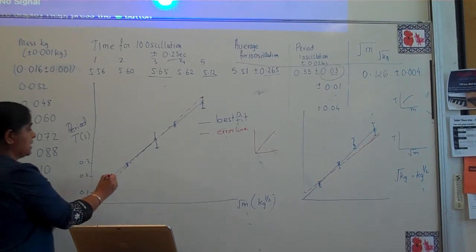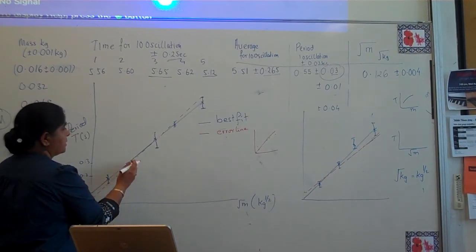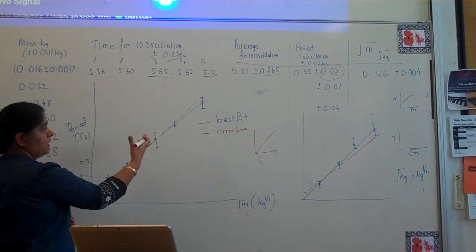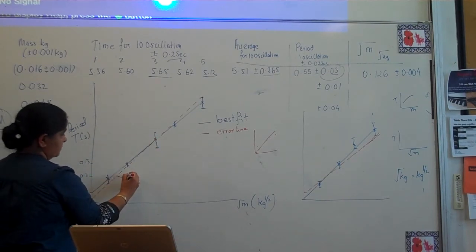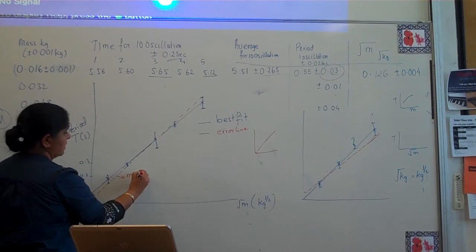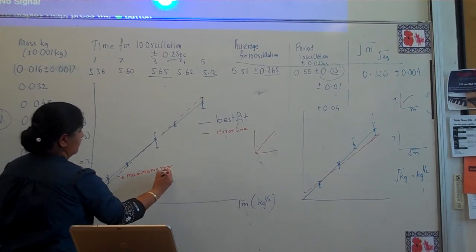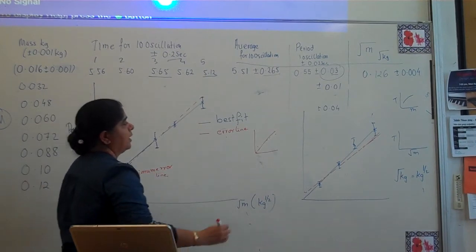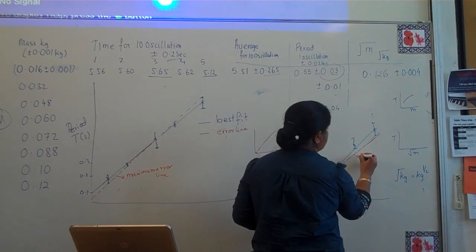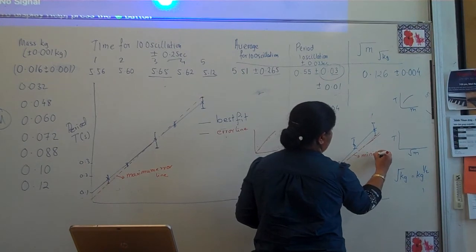Okay, now this line, because it's steeper, is going to have a bigger gradient than the blue one. It's called the maximum error line. And this one is called the minimum error line.